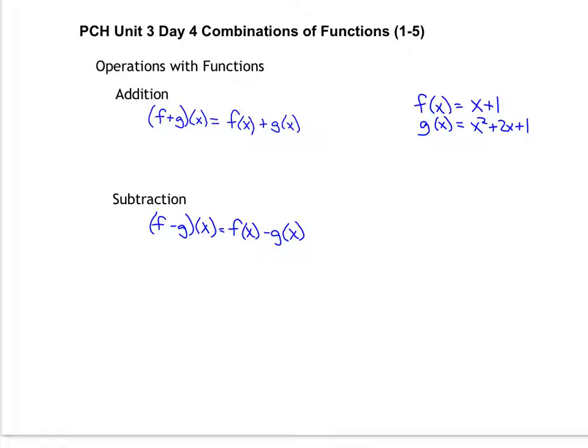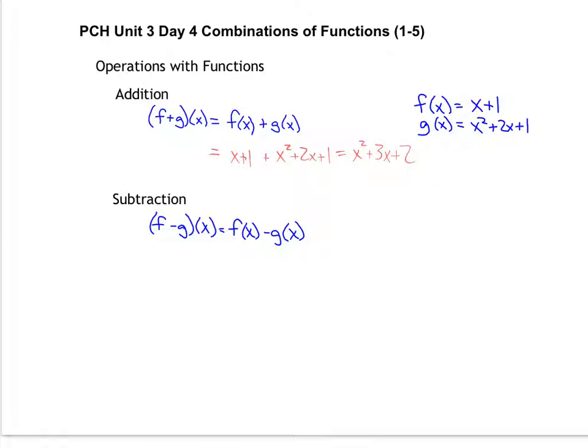So when you see f plus g of x, that's the same thing as taking the function f of x plus the function g of x. If I'm doing that with these two functions, I'm simply taking x plus 1 and adding to it x squared plus 2x plus 1. So I get x squared plus 3x plus 2. Really simple.